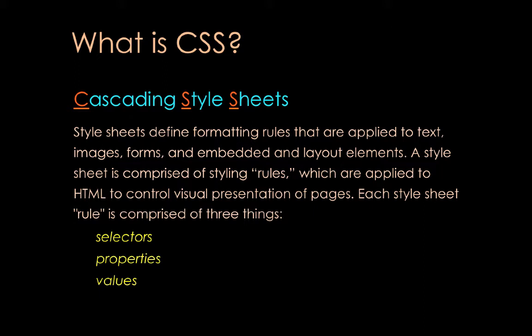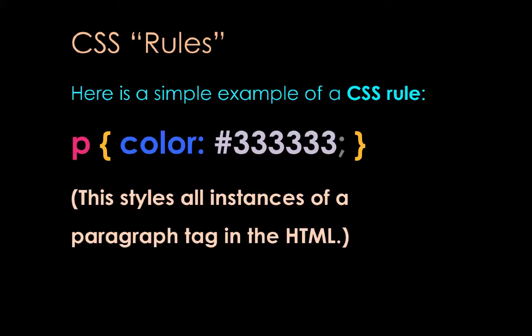So if you remember back when we talked about structure versus presentation, well, structure would be the HTML, right? It's the actual content and the semantic way that it's set up through the tags. And styling is going to be through CSS. So each style sheet rule is comprised of three things: selectors, properties, and values. Okay, that's kind of an important thing to remember.